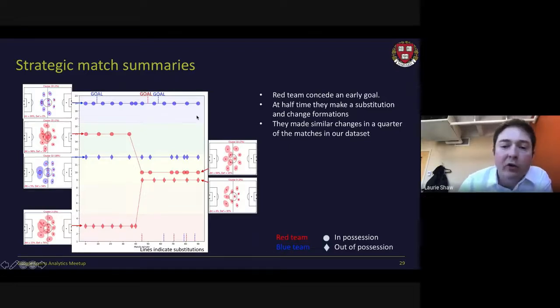And so we can use this kind of analysis, automated detection of formation changes, to start to study the mannerisms or the preferences of managers and how they react to certain situations, the tactical changes they might like to make. The red team in this case are kind of interesting because they frequently made significant tactical changes at halftime in approximately a quarter of their games in our data sample. So let's look at another example.